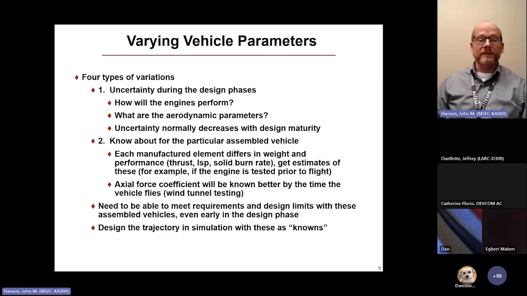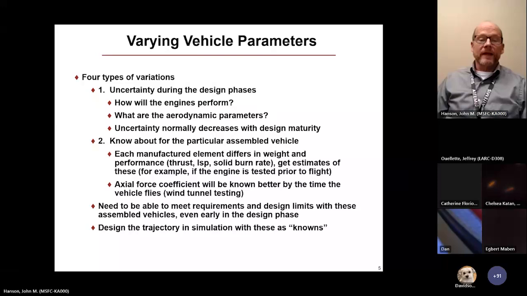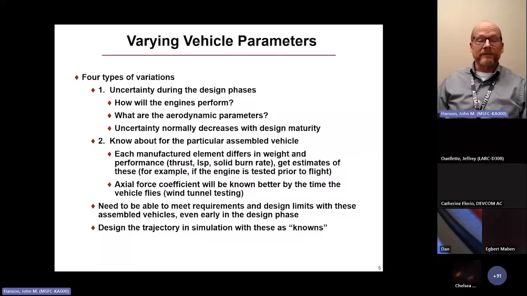Then about a particular assembled vehicle, we have the weights that I mentioned already. We may have better estimates of performance, like from testing engines, from measuring burn rates of the solid propellant if we've got solids. And we can get that all better. We'll have wind tunnel testing, better information about how much drag the rocket's going to experience, those kinds of things. So that's the second type. So first of all, during design phase. Secondly, for a particular vehicle.